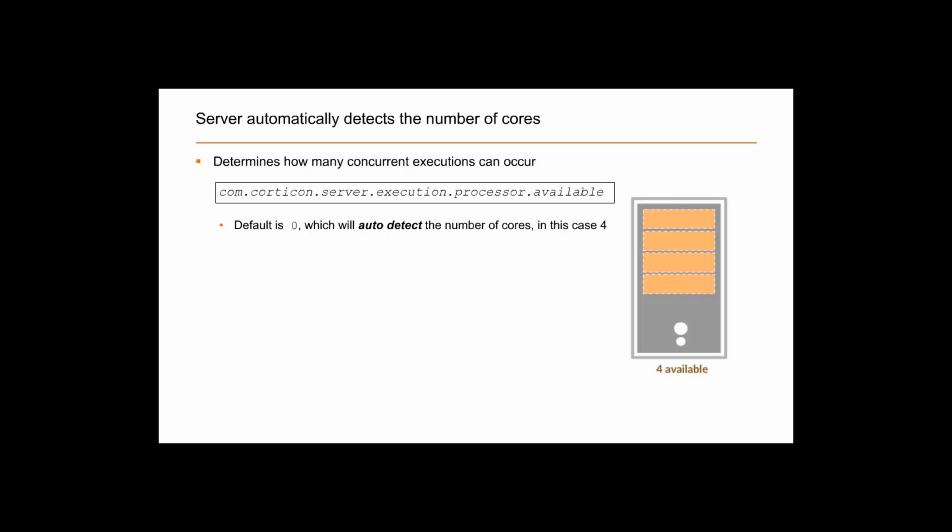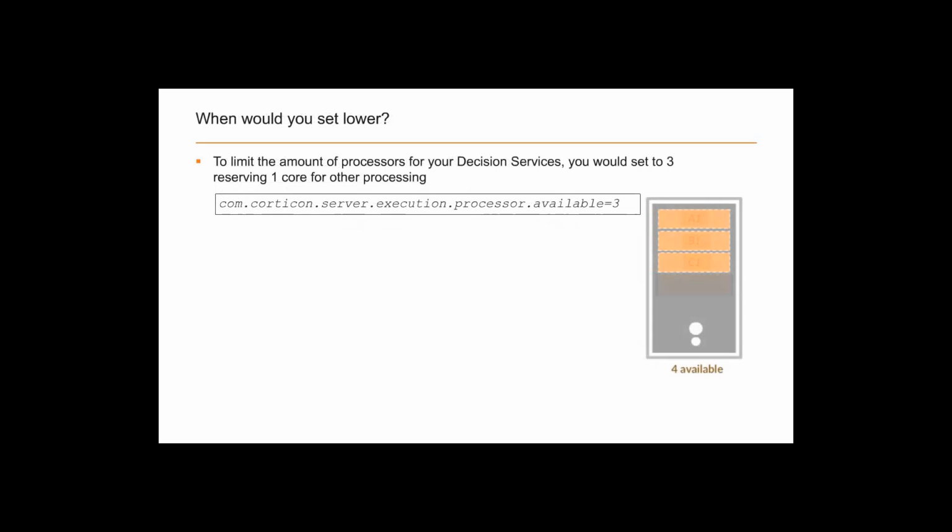Whenever we make recommendations, the next question is typically, when would you want to change this value? If you want to reserve resources for other processing, you can opt to set this value lower, as the diagram shows, setting the value to 3. If you know that your decision services require fewer resources, you might decide to set this value higher, as shown here. For the rest of this presentation, we'll leave the default of 0 and assume a 4-core server.